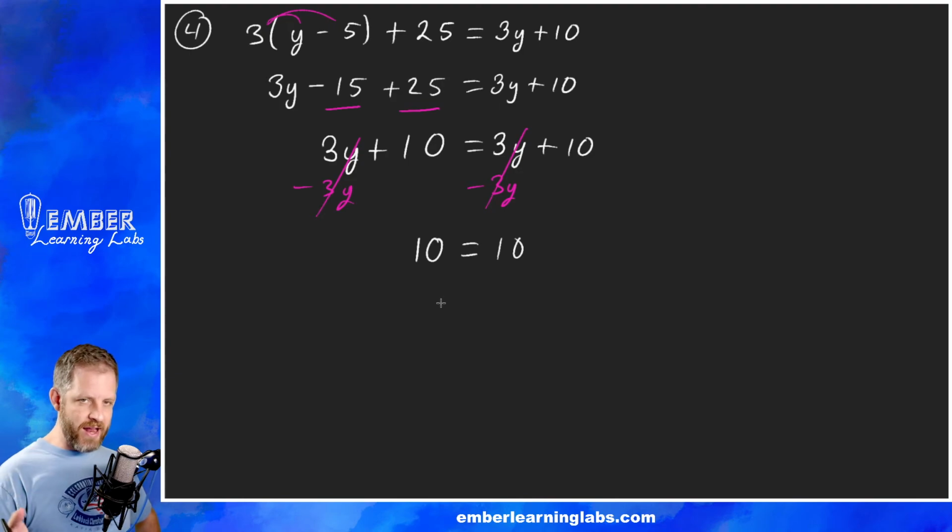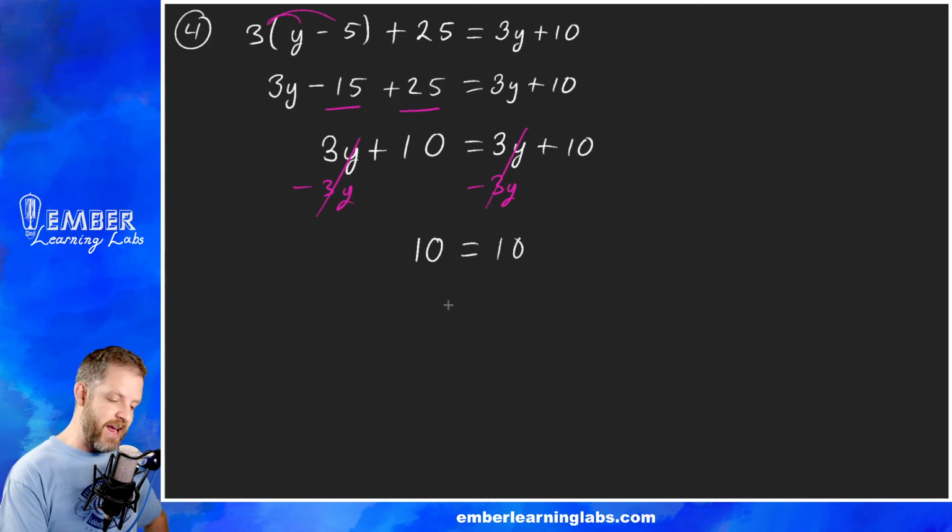So remember, if the variable poofs, we've got to ask, is this statement true or is it false? 10 does, in fact, equal 10. And so this is a true statement. So the answer then is all real numbers.